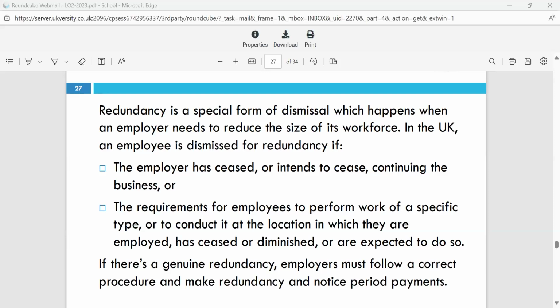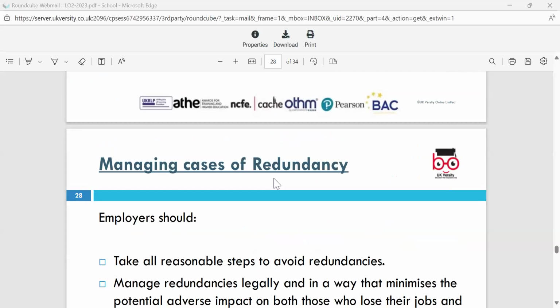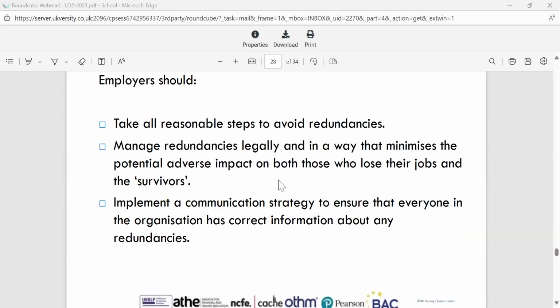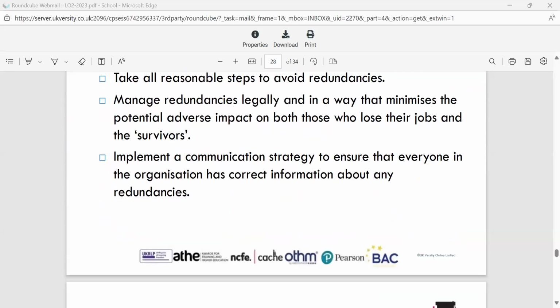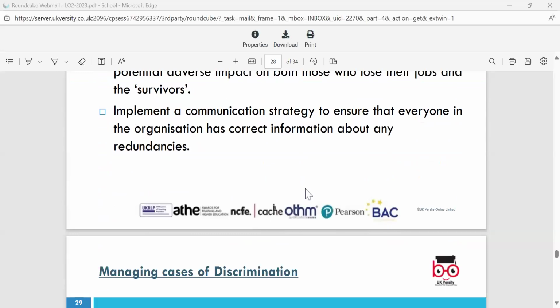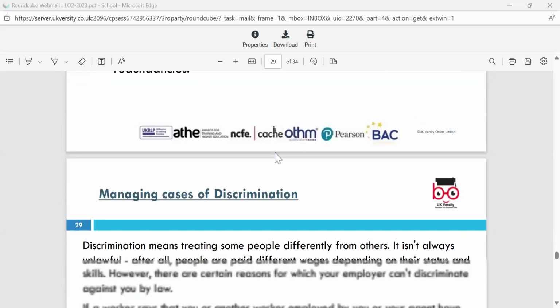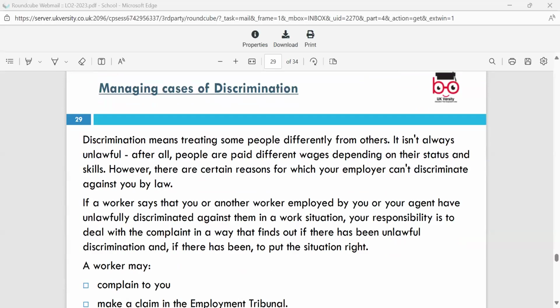Throughout the process, it needs to protect the business, but also protect the individual in regards to the rationale for the redundancy. Employers again should take reasonable steps to avoid redundancy, manage redundancies legally and in a way that minimizes it, implement a communication strategy, and ensure everyone has the correct information. Managing cases of discrimination.